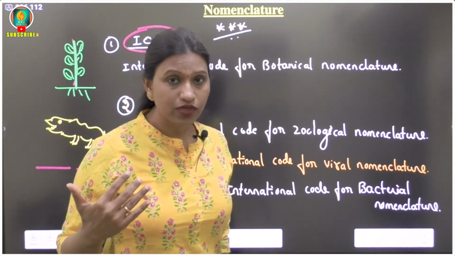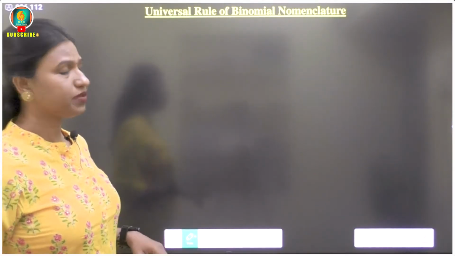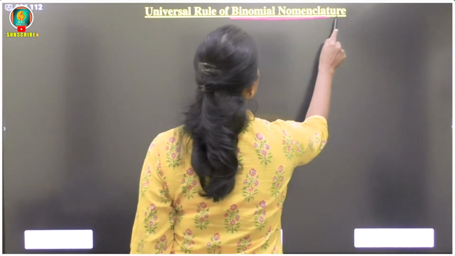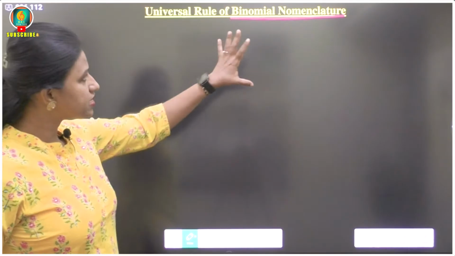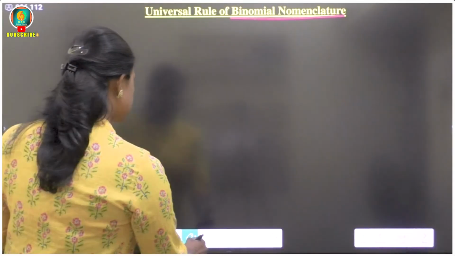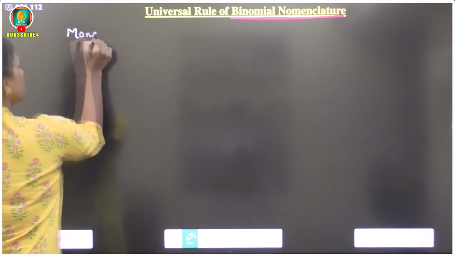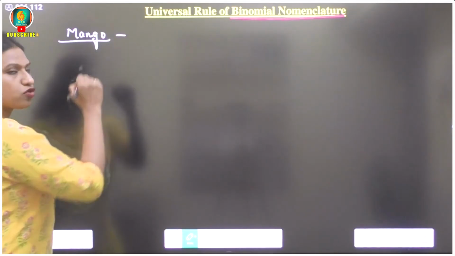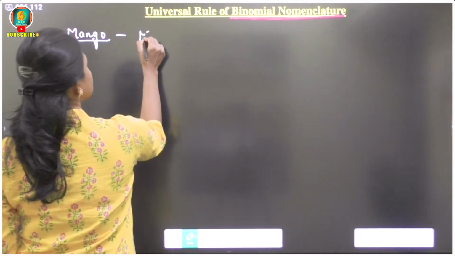So what are those universal rules? Let us see. Universal rules of binomial nomenclature. First of all, binomial nomenclature means the name which has 2 words. Let us understand these universal rules with the example of a mango. Here is a mango. I kept this mango's scientific name as Mangifera indica.